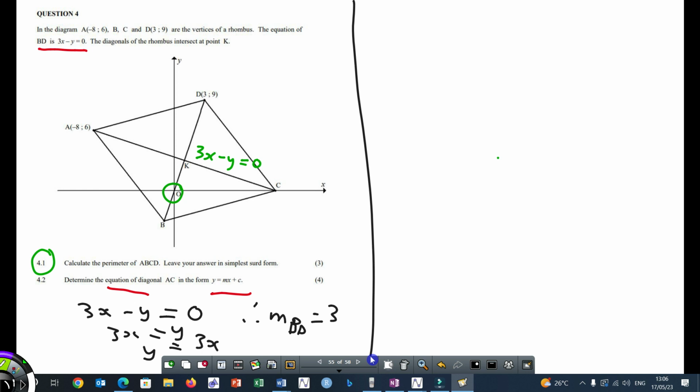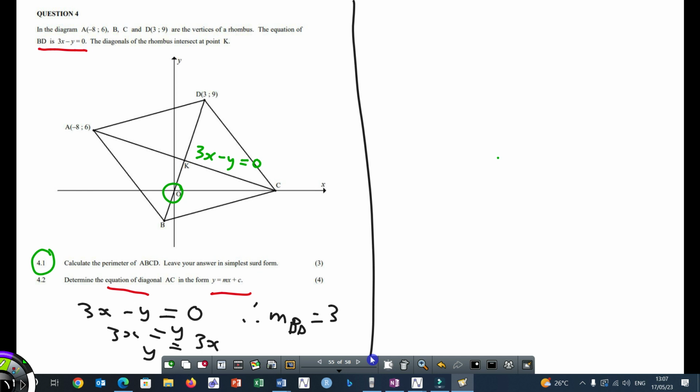The gradient of BD is 3. Okay? It's positive. The line is slanting to the right. Therefore, the gradient of BD is positive. The gradient of AC is negative. Okay? Yes. The gradient of BD is not the negative of AC. Okay, be very careful.